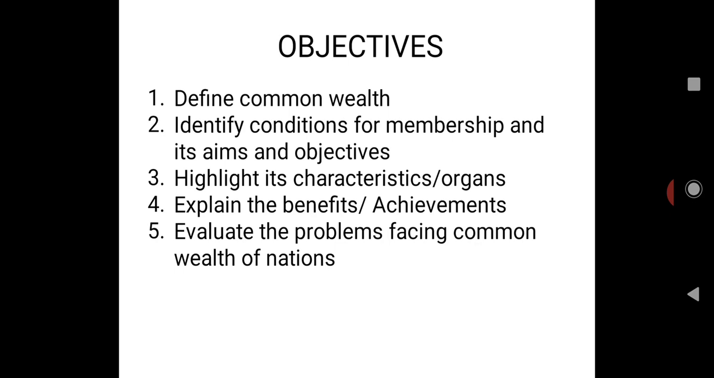Number one set objective is, at the end of this lesson, the student should be able to define Commonwealth of Nations. 2, they should be able to identify conditions for membership and explain its aims and objectives. 3, the student should be able to highlight its characteristics and the organs of Commonwealth of Nations. 4, the student should be able to explain the benefits members of Commonwealth of Nations get and its achievements. 5, they should be able to critically evaluate the problems facing Commonwealth of Nations.